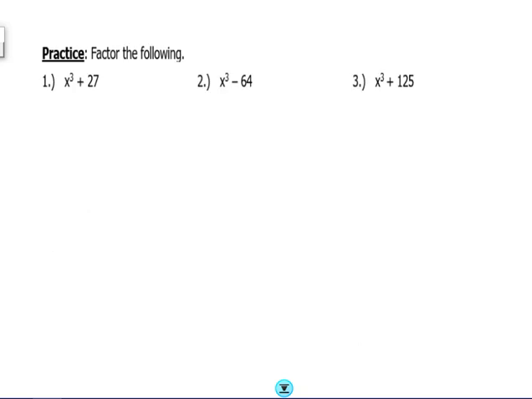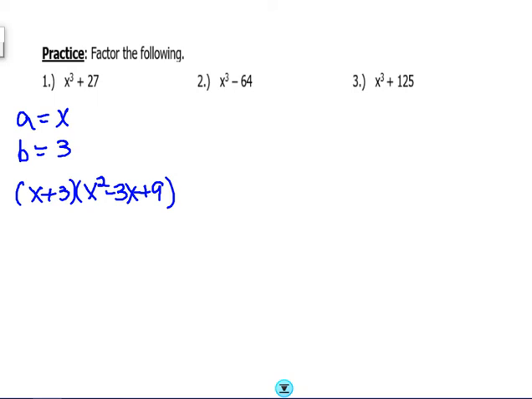Alright, so in this one, it's a sum. So the cube root of x to the third is x, and the cube root of 27 is 3. Alright, it's a sum. So our binomial, you're going to square it. And then our trinomial, you're going to square, opposite multiply, and then square the last term. And this trinomial is not going to factor again.